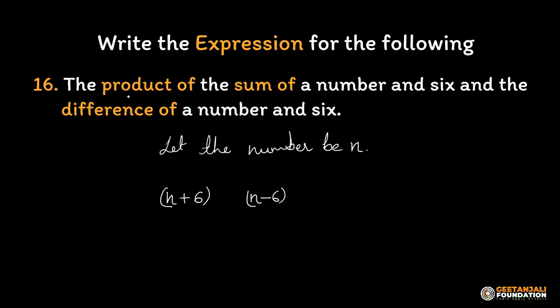Now we have to find the product of first group and second group. So product of sum of a number and 6 and the difference of a number and 6. So our expression will be (n + 6) multiplied by (n - 6). You can also write this as (n + 6)(n - 6). You can skip writing the multiplication sign because when you write this way, it means multiplication. It's up to you. You can use this way or this way.